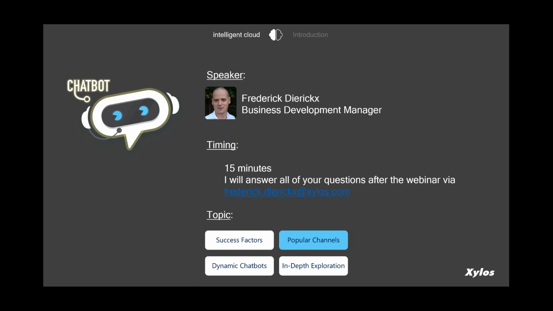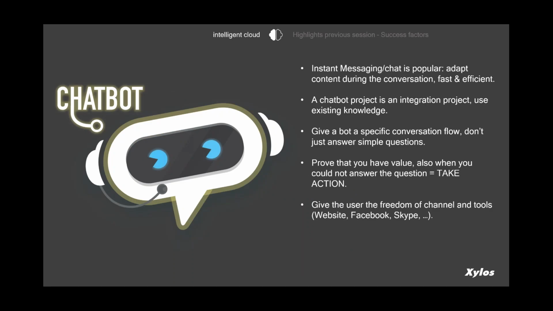So I suggest that we start with the highlights of the previous session. What we saw in the previous session is that instant messaging chat is very popular because it's adaptive. You can adapt your content based on the circumstance. It's very important. It's fast and efficient. A chatbot is also an integration project. You have to use your existing knowledge in your backend system, in your master data, but also the information you gather from the customers or the employees, you can use to update or to enrich your systems or your data.